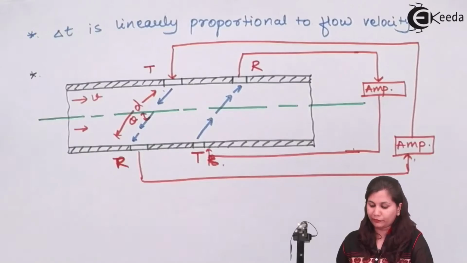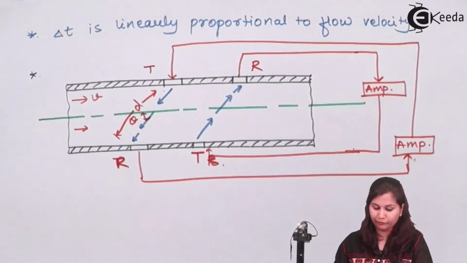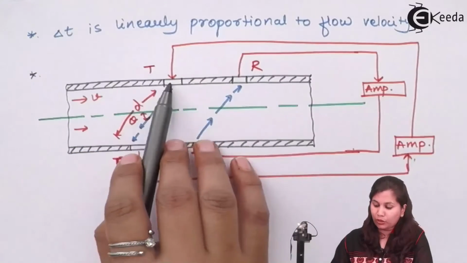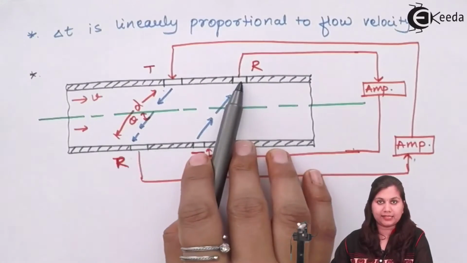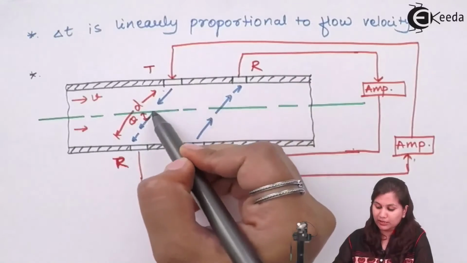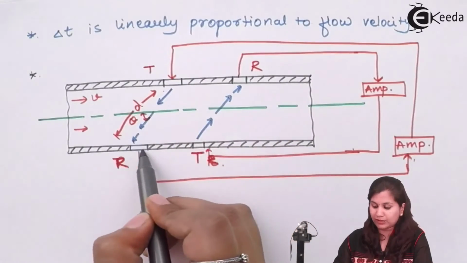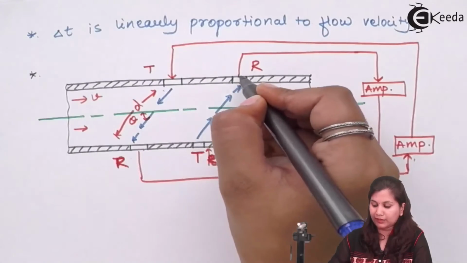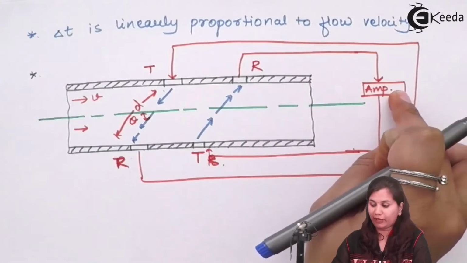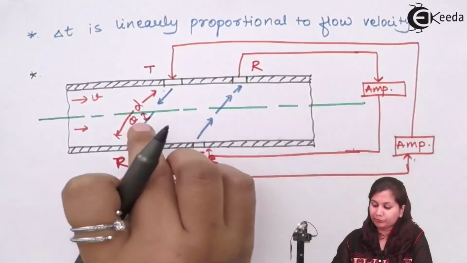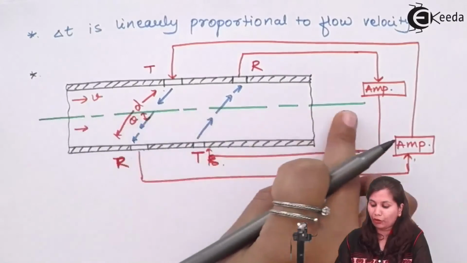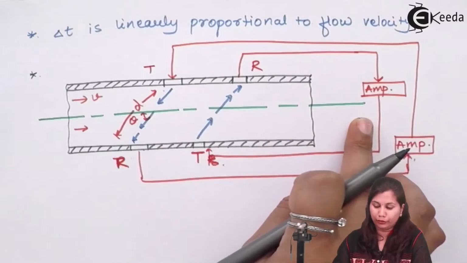So this is the arrangement for the frequency operated ultrasonic flow meters. Here you can see that we have 4 piezoelectric crystals. 2 are acting as transmitters and 2 are acting as receivers. So there are 2 combinations of transmitter and receiver. This transmitter is transmitting the ultrasonic waves and this is the receiver for it. Both these transmitters and receivers are connected with an amplifier for amplification of the signals, and d is the distance between the transmitter and the receiver, and theta is the angle from the center of the fluid.